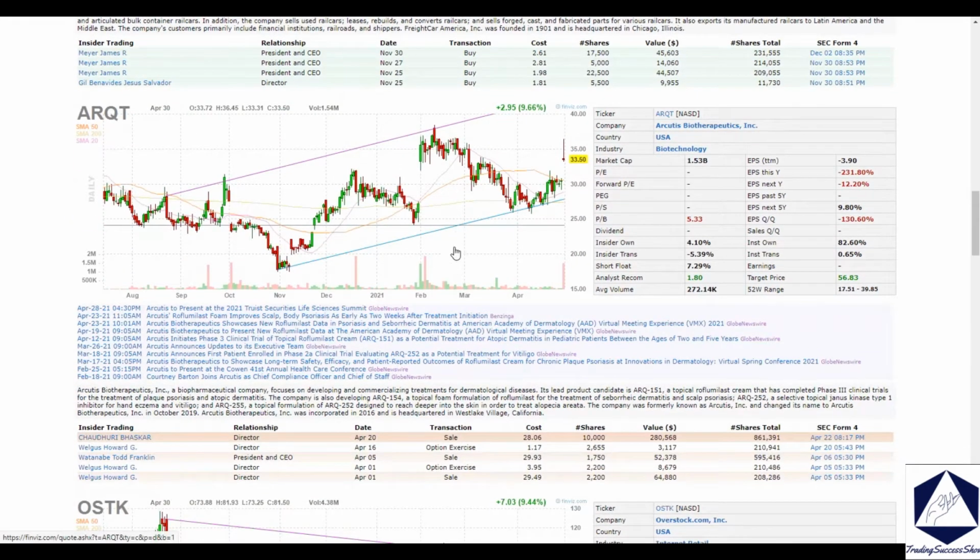Next is IRQT. This one we actually closed above the moving average, so pretty much decent, but right now we are extended. I'm expecting just a little pullback to the $31, $32 area, and then a pickup for continuation because we broke the trend and consolidated for this move. So it is pretty cool, and they will be presenting at the Trust Securities Life Science Summit.